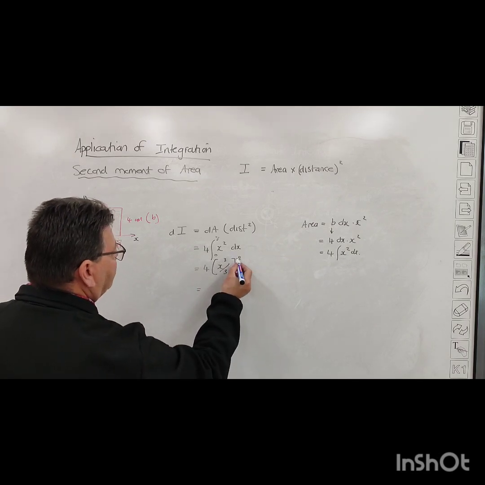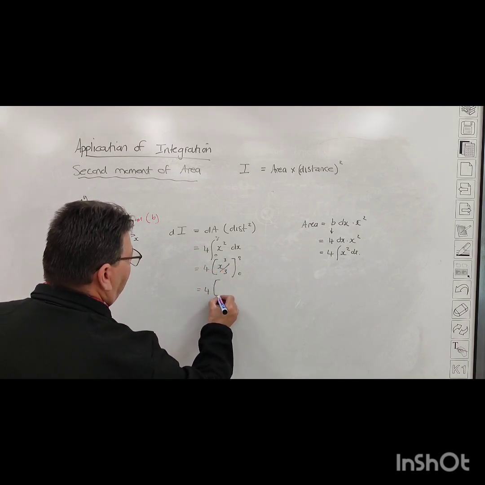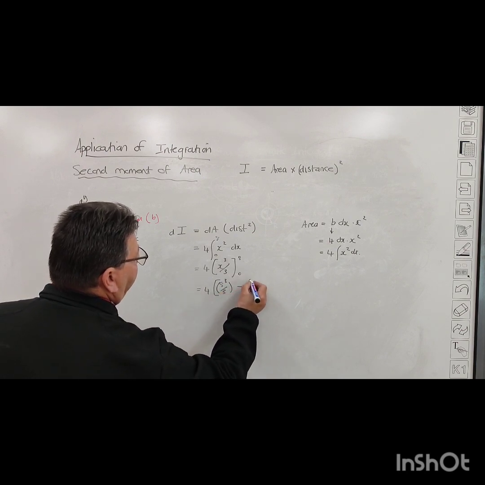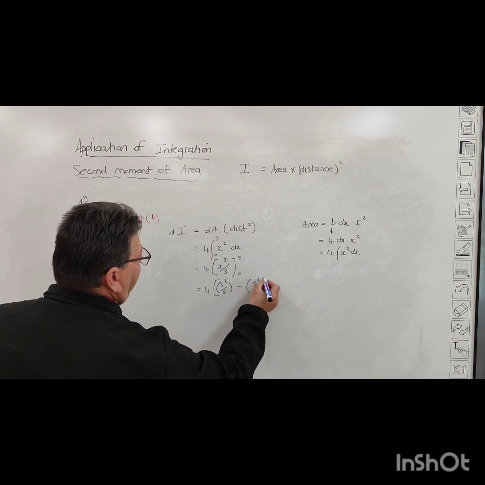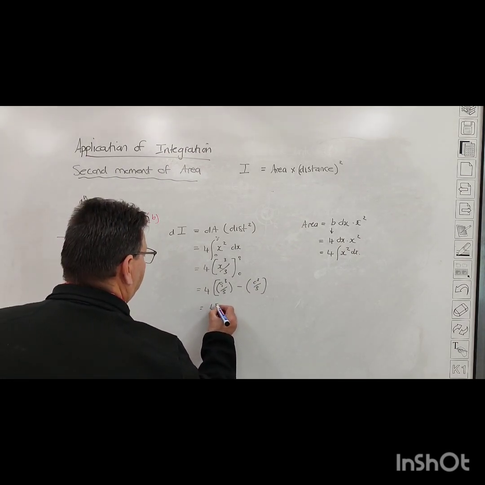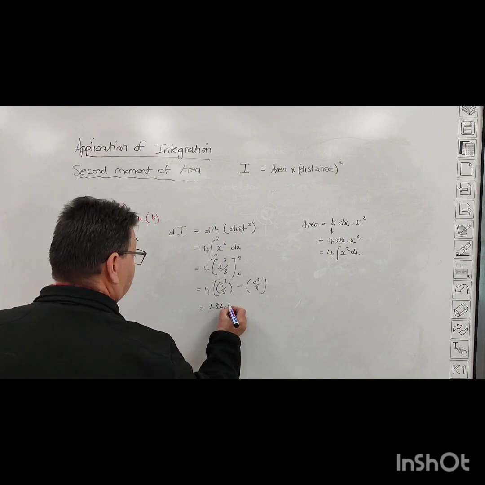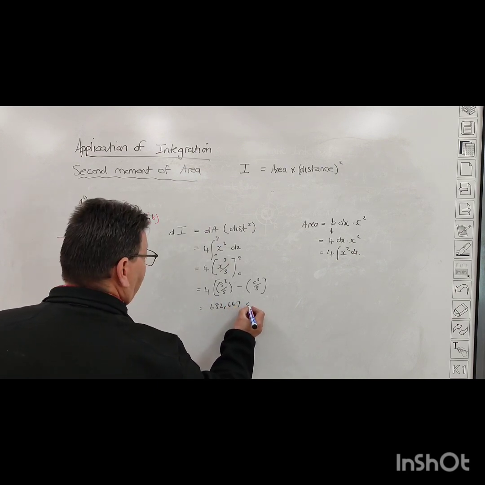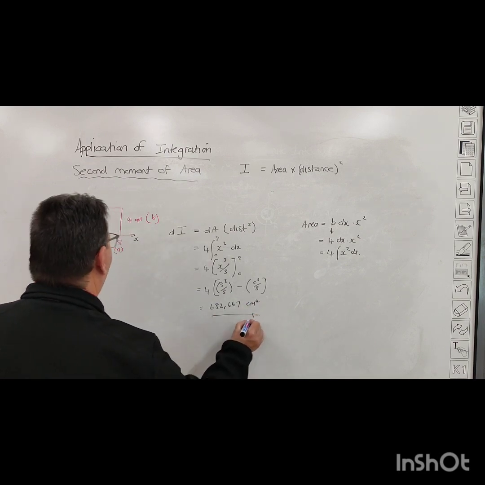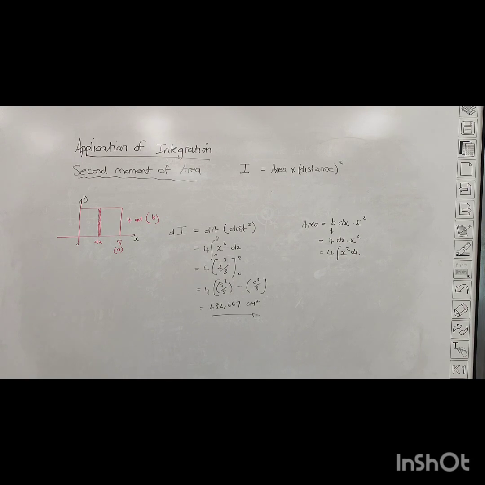So now I'm going to substitute the value of 8 in. So I'll have 8 to the power 3 over 3 minus 0 to the power 3 over 3. And if I calculate that, it's going to give me an answer of 682.667 centimeter to the power of 4, for this little application of integration with reference to second moment of area.